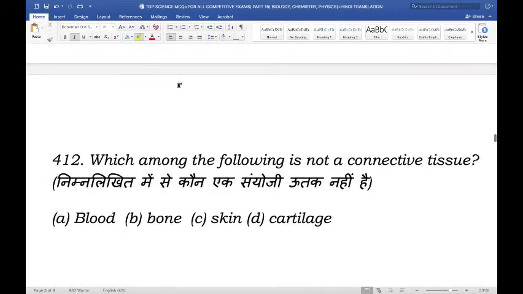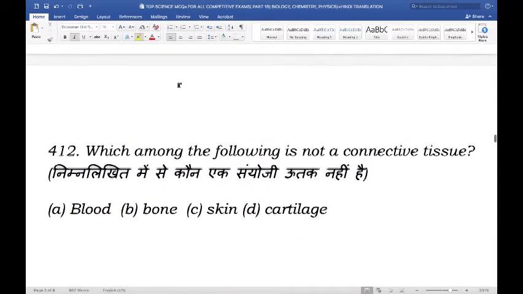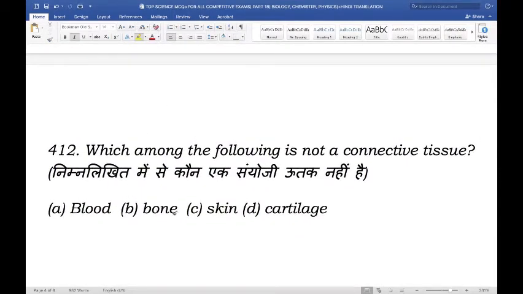Next, which among the following is not a connective tissue? So out of these options, which is not a connective tissue? Is it blood, bone, skin, or cartilage? And the right answer here is skin.